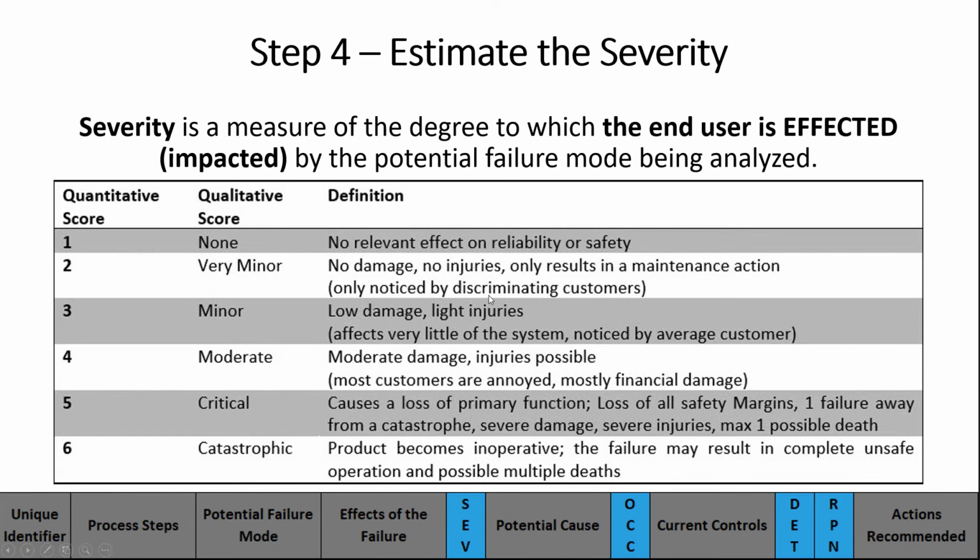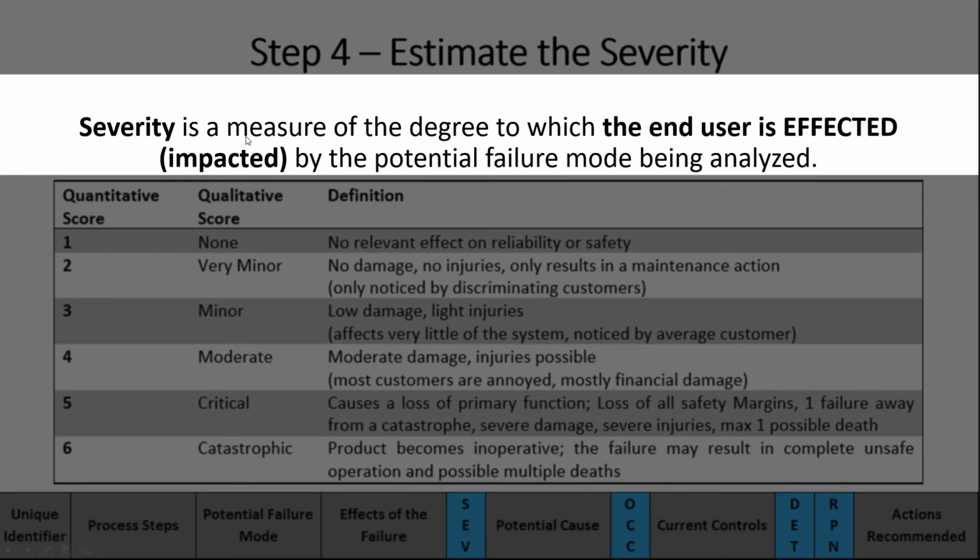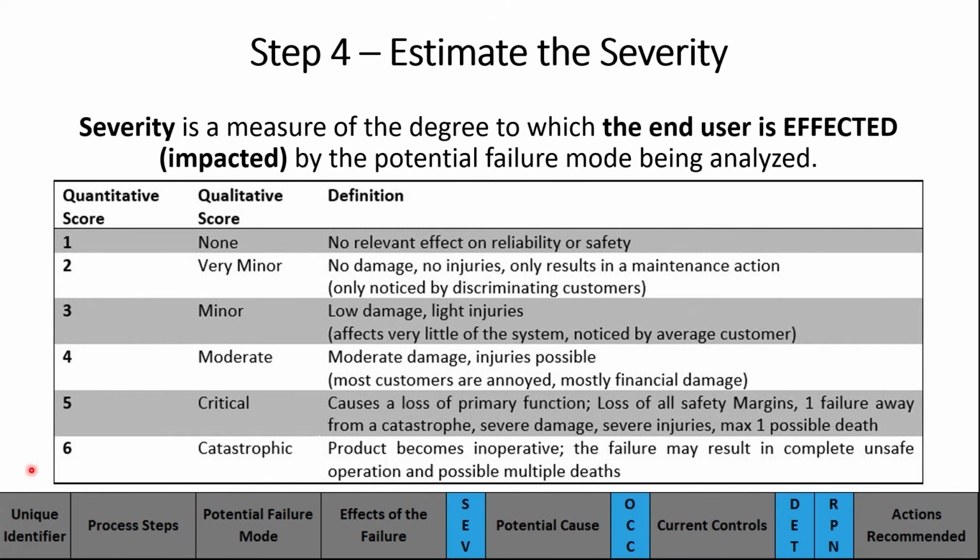Now, the way we talk about severity is essentially a measure of the degree to which the end user is impacted or affected by the failure mode. And so again, I'm showing the severity score. I'm showing it as a 1 through 6 scale. Again, there's 1 through 10 scales. There's all sorts of different scales, but you want to define this scale in relationship to your own product and the severity of your specific unique failure modes that are related back to your product.